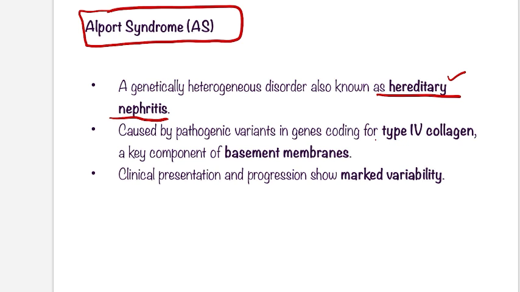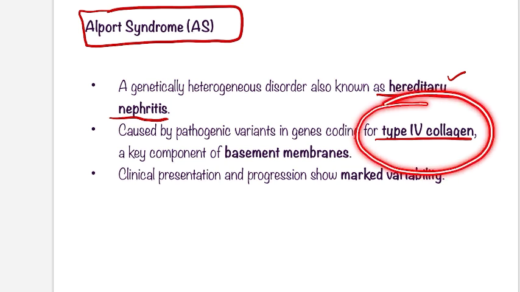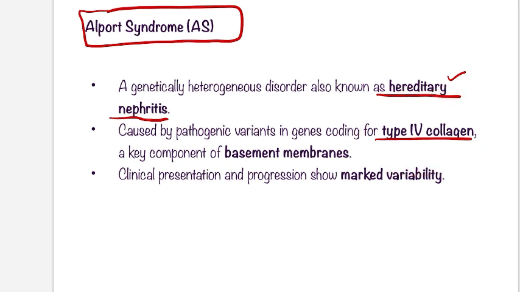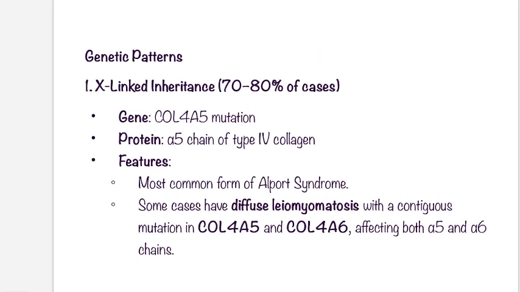Basically, type 4 collagen is present in the basement membrane, and there is some disturbance in the type 4 collagen. So Alport syndrome is basically a basement membrane disease. Pathological variants in that type 4 collagen lead to Alport syndrome. So this is the basic introduction of Alport syndrome. Let's dive deep into it.